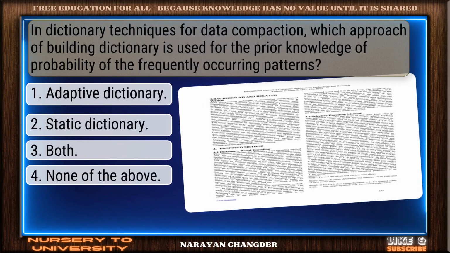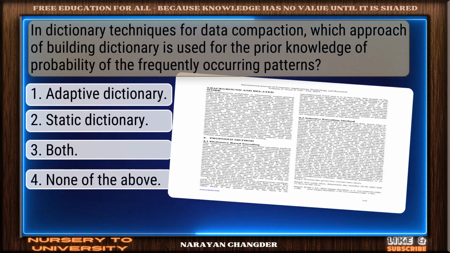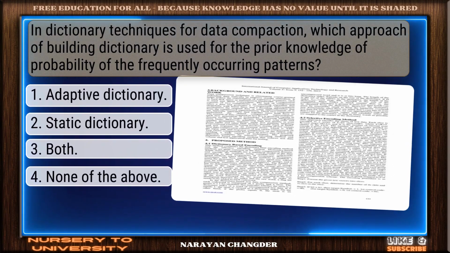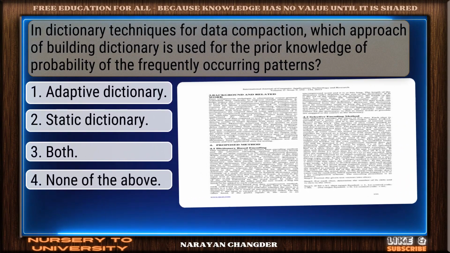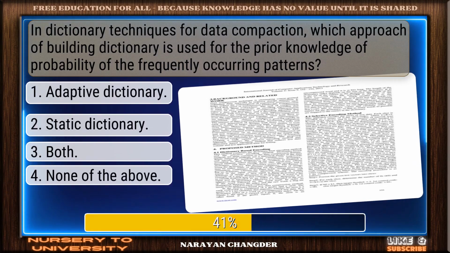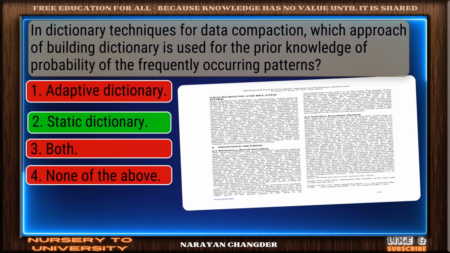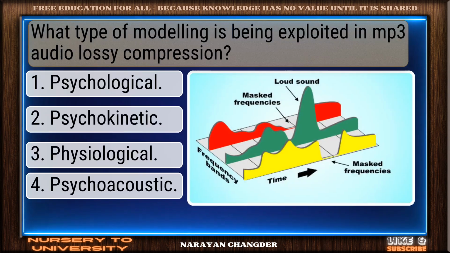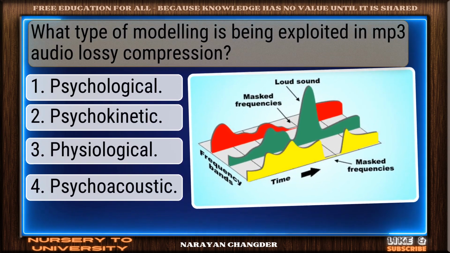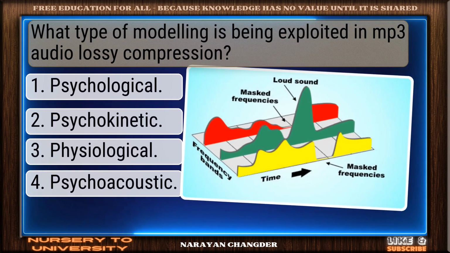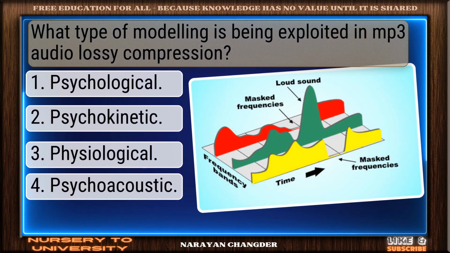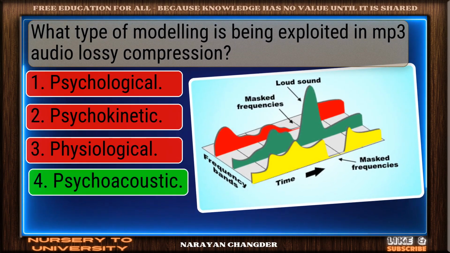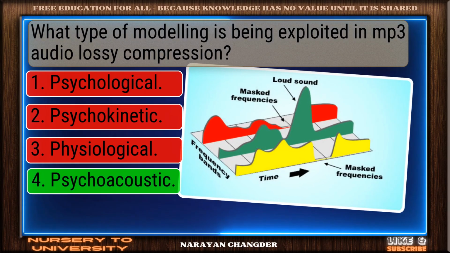Question number 5. In dictionary techniques for data compaction, which approach of building dictionary is used for the prior knowledge of probability of the frequently occurring patterns? Good thinking. Static dictionary is the right answer. Question number 6. What type of modeling is being exploited in MP3 audio lossy compression? Excellent choice. Psychoacoustic is the right answer.